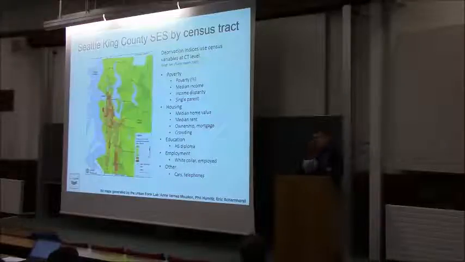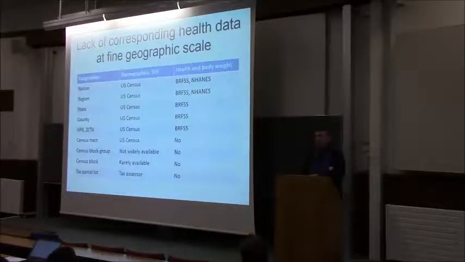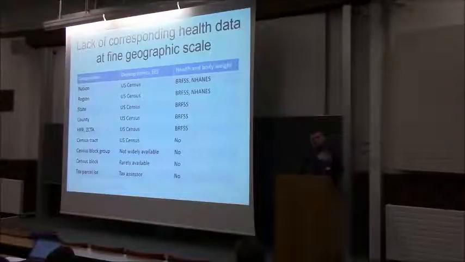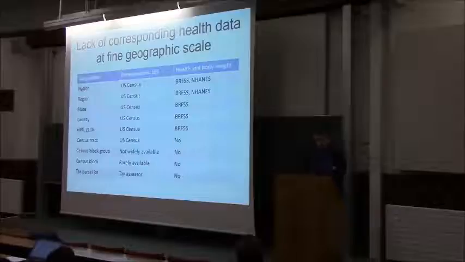It's not easy. So in fact, the births data at county level are modeled. So take a look at this slide. If you go from the nation, to the region, to the state, to the county, to the zip code or health planning areas, down to census tract, census block group, census block, and an individual tax parcel lot, you actually have reasonably good census data. You really cannot go down below census tract.